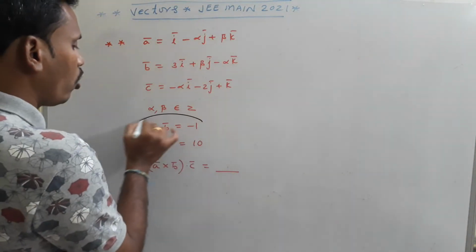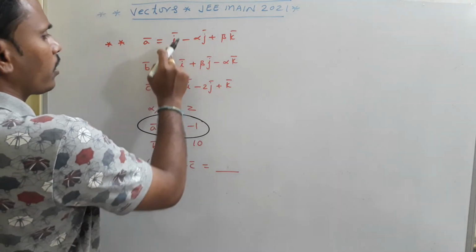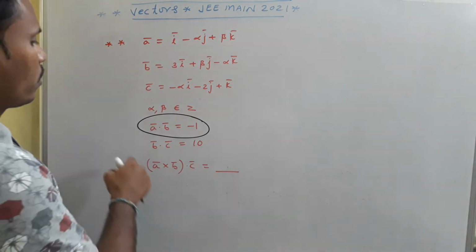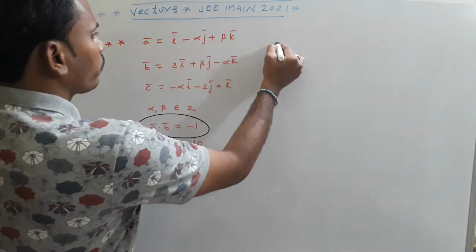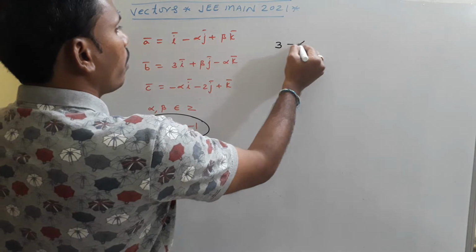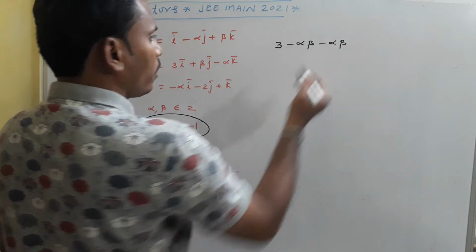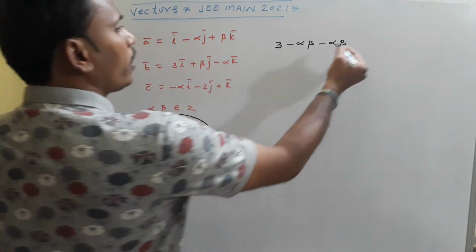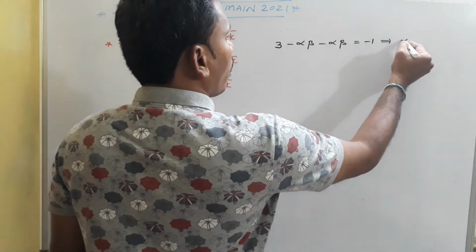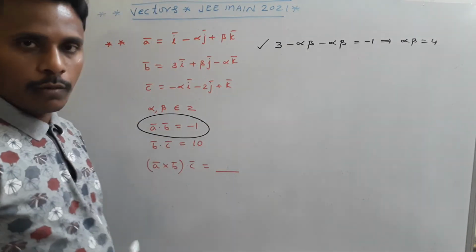First of all, use this a dot b = -1. So dot product, simply multiply the corresponding coefficients. Okay, 1 into 3 is 3, and then minus alpha into beta, minus alpha beta, beta into minus alpha, minus alpha beta. 3 minus alpha beta is equal to -1. So when we simplify this, we will get what? Alpha beta is equal to 4. This is one relation with us using a bar dot b bar = -1.